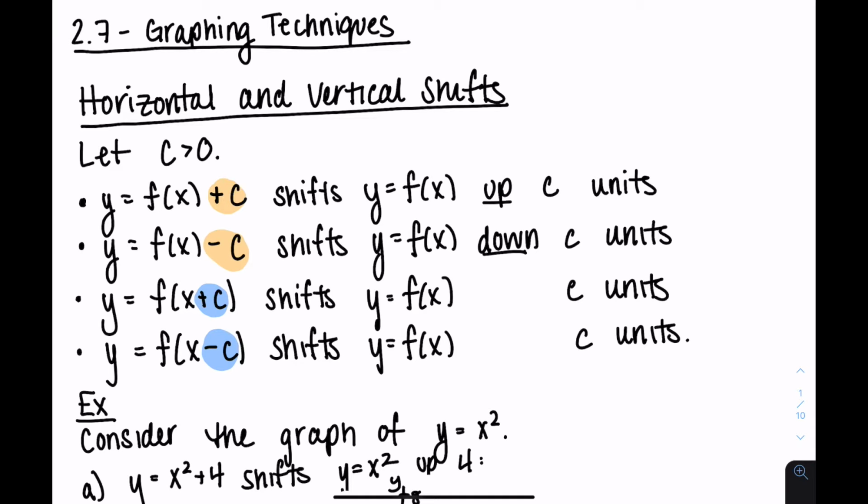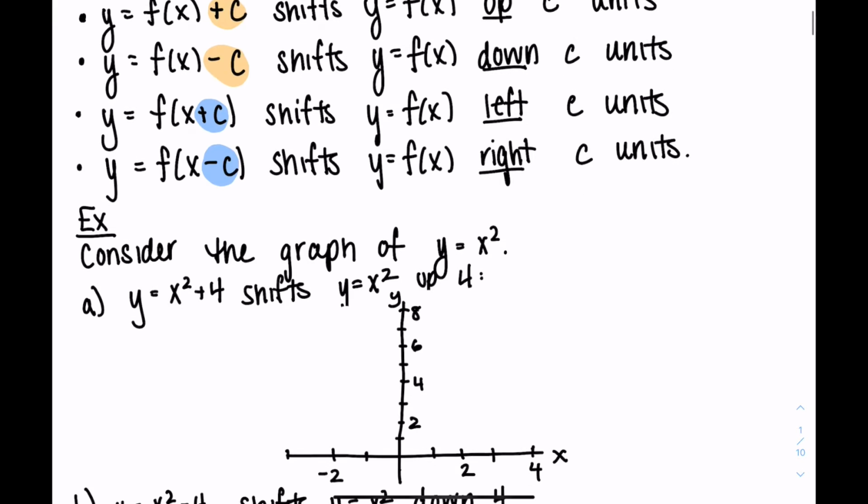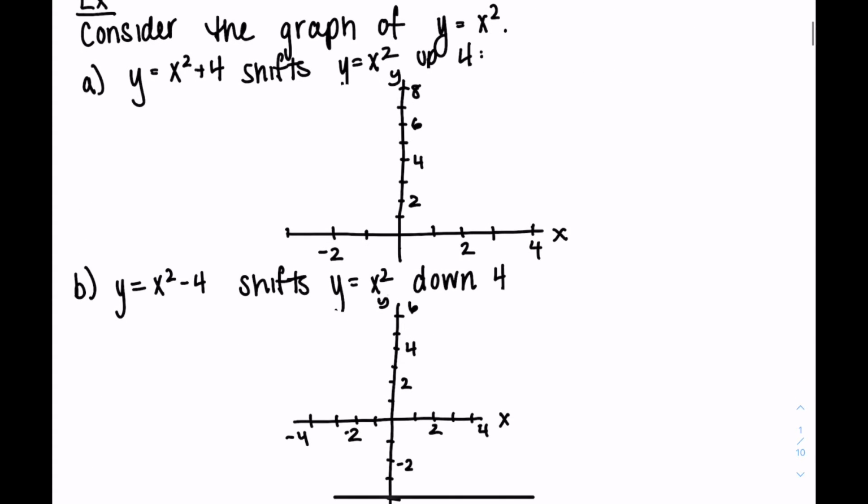So you've got X plus C. You would think that would move the graph to the right, but it's going to do the opposite. It moves it to the left. When you subtract C, you're thinking, oh, negative, that's the left. But no, this is going to move it to the right. So the X behaves opposite of what you would normally like, where the Y does exactly what you think it would do.